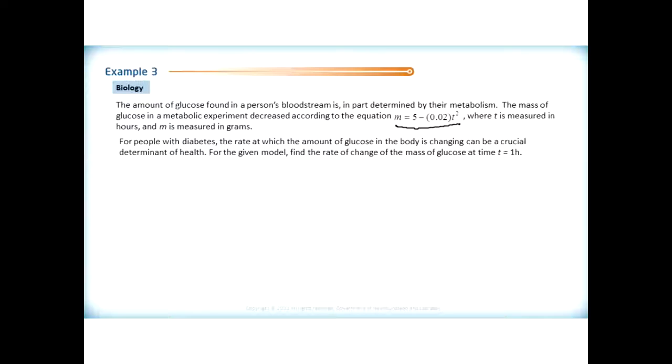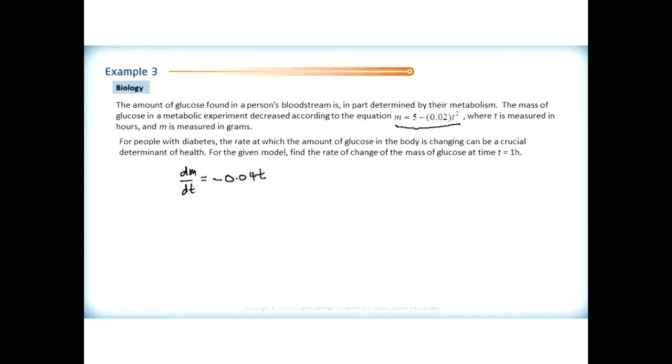So for the given model, find the rate of change of the mass of glucose at time equals 1 hour after this experiment began. Okay, so another question that just says, what's the rate of change? And then we'll have to interpret what it means. Okay, so we want dm over dt. First of all, to get our rate of change, we're going to need a derivative. And this is a very simple function to differentiate. So that's going to be 0.04 times t, because the 5 is constant, so that's gone.